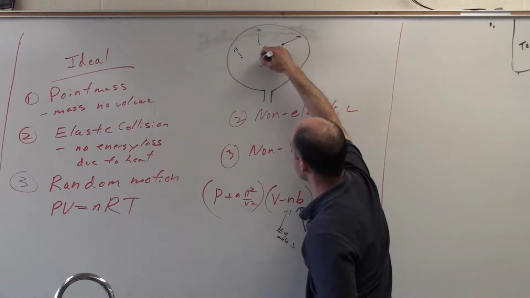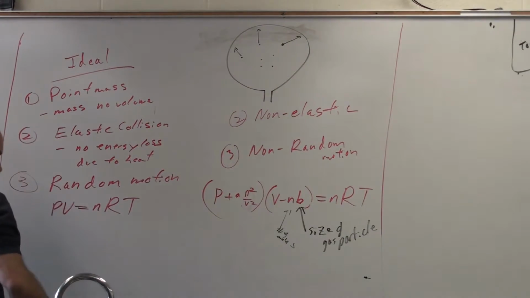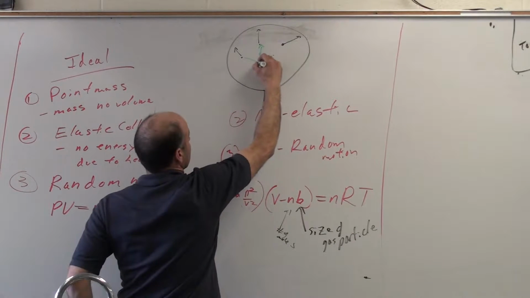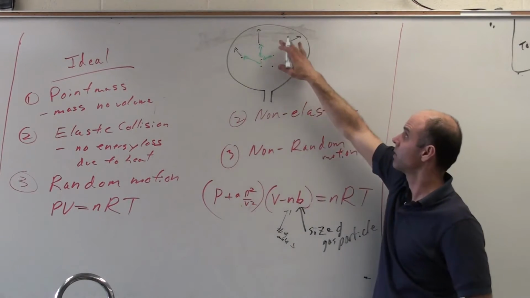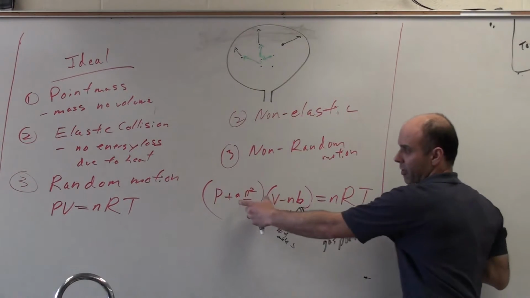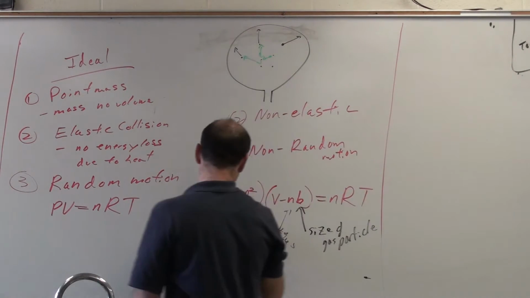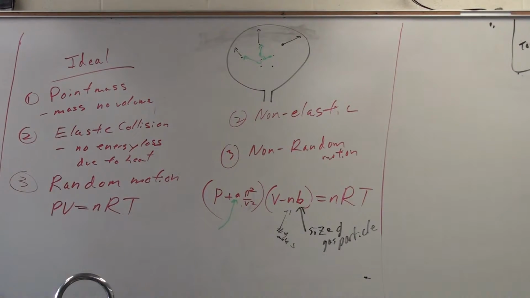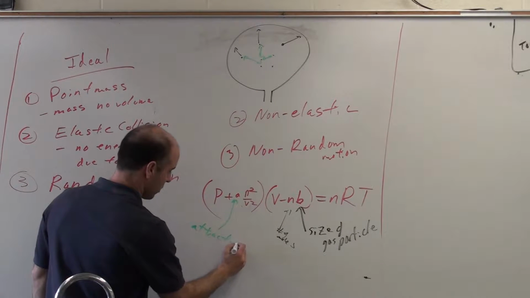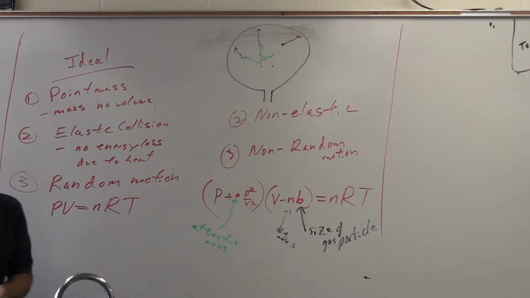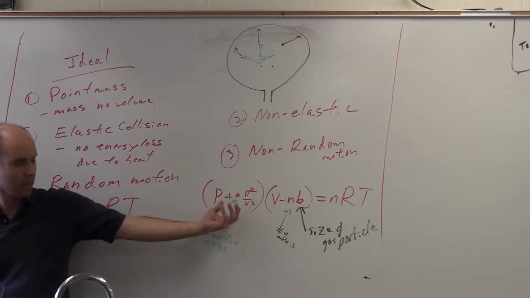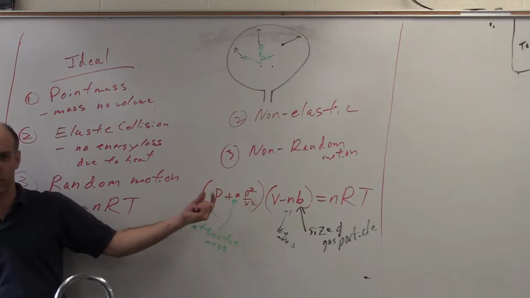But if the gas particles are attracted to each other, they're not going to hit the balloon or whatever the wall of your container with as much force. So that's going to affect the pressure. So A basically is for the attractiveness of the gas. How attracted are they to each other? And then the n squared over V squared, that has to do with the concentration.